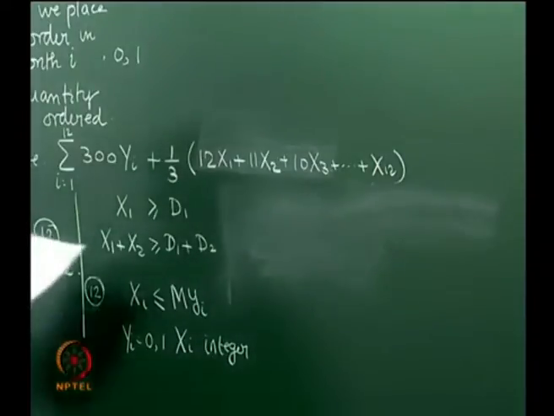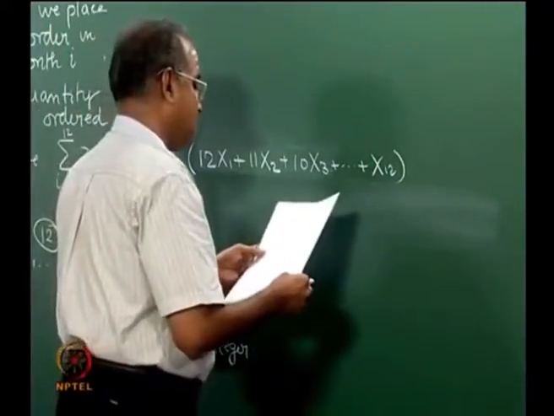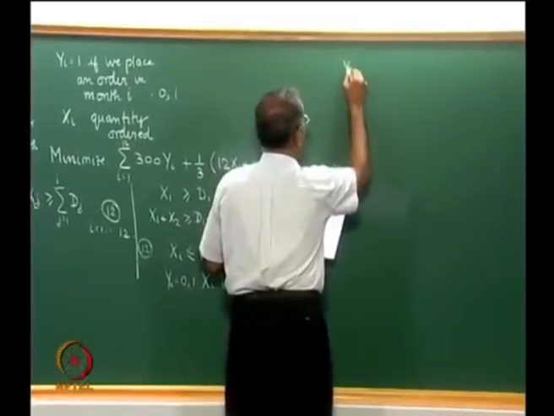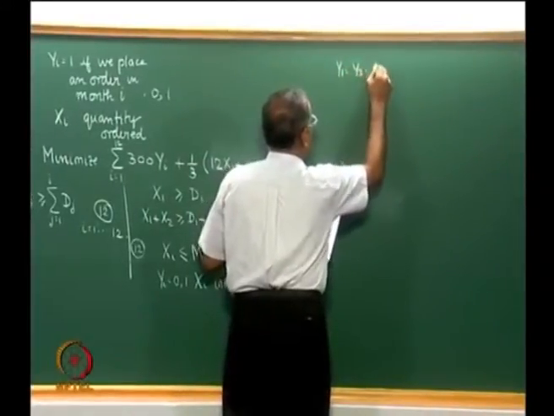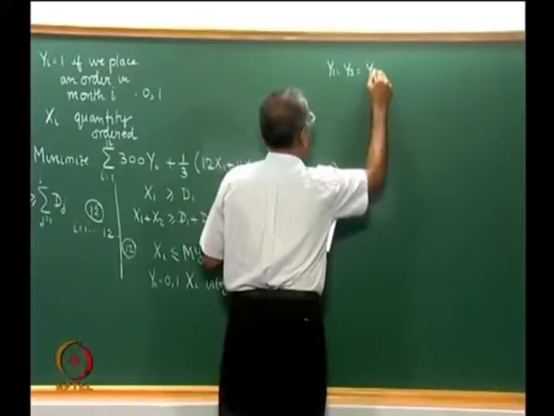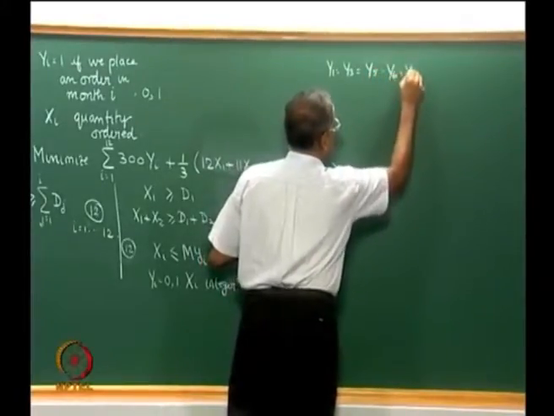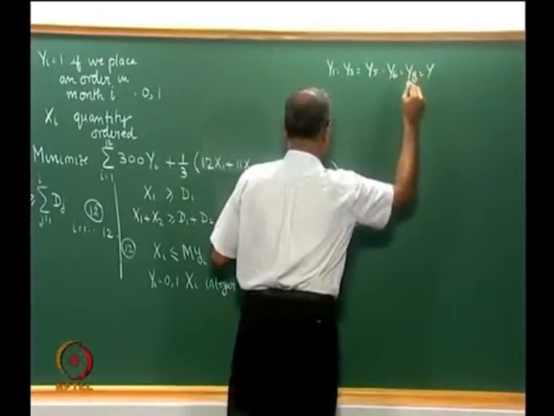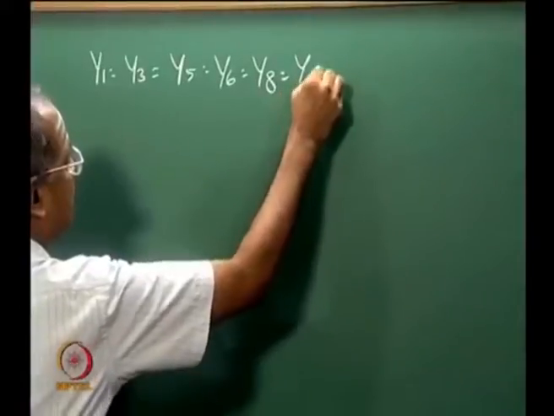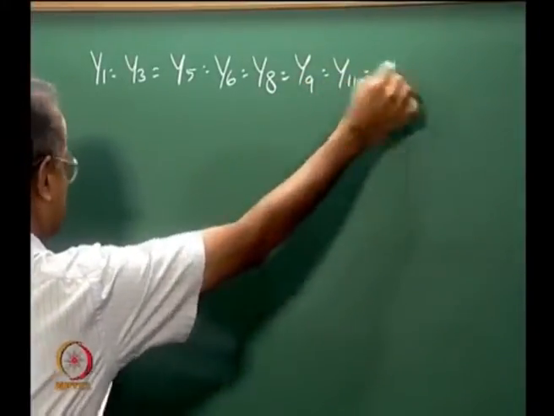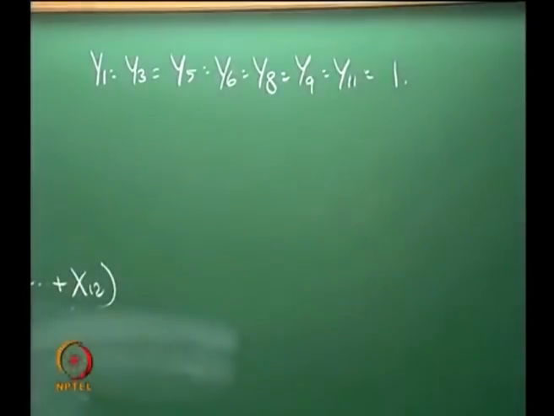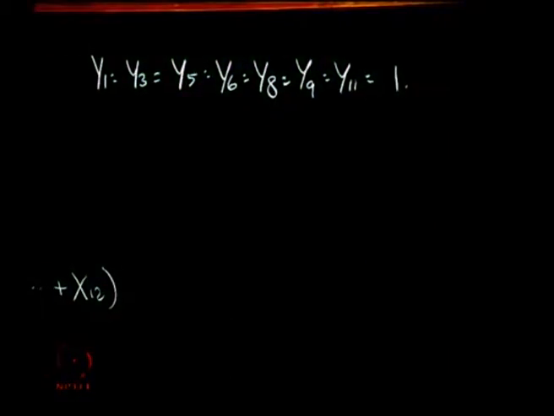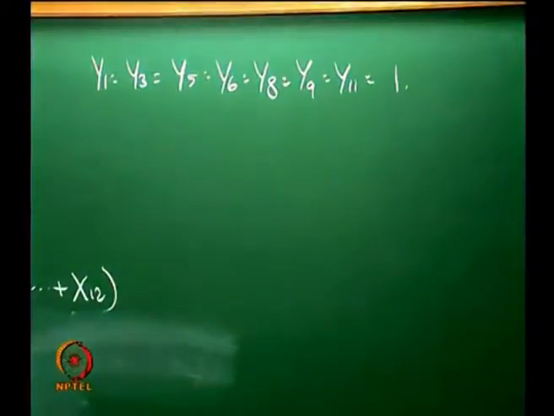So, the solution to this will be y1 equal to y3 equal to y5 equal to y6 equal to y8 equal to y9 equal to y11 equal to 1. So, the solution says that we will order in months 1, 3, 5, 6, 8, 9 and 11. So, 7 out of the 12 months we will order. What are the order quantities?